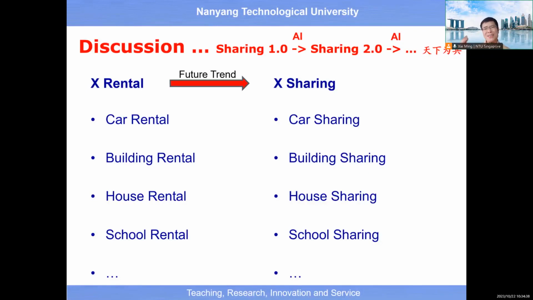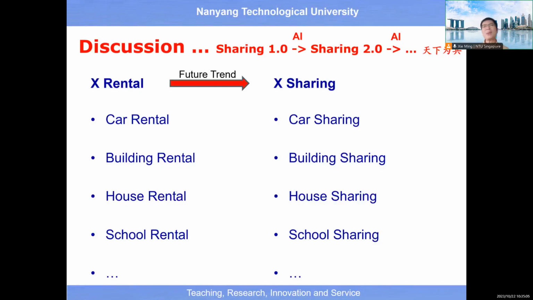And you see, AI actually will enable us to achieve this business model of sharing, because AI will make a car intelligent so that the car can come to pick up the customer, and the customer can release the car at any location, right? So you see the difference between car rental and car sharing, okay?